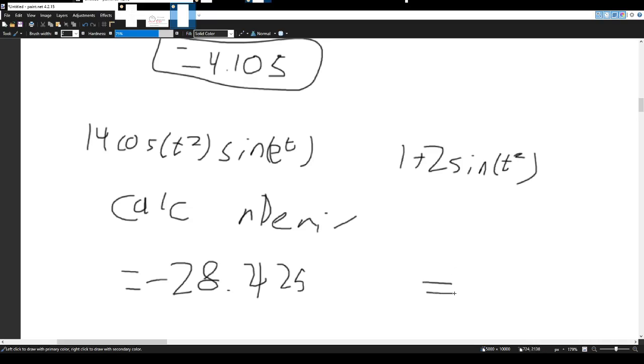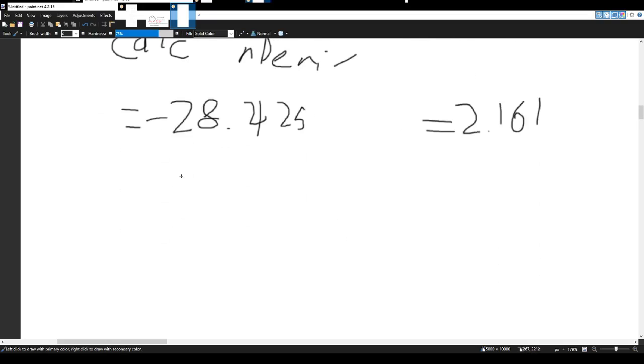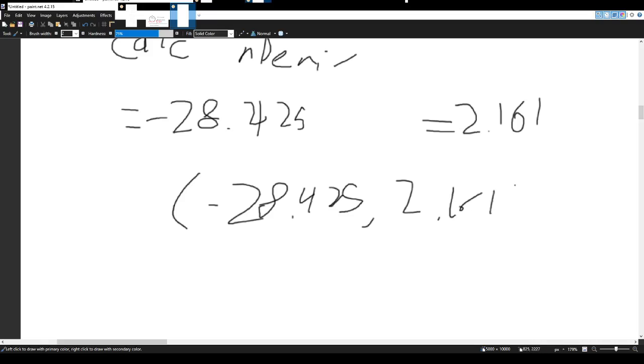And then let's try the same thing with this. Why waste time on a calculator test, right? Put in the function 1 plus 2 sine x squared, x equals 1. 2.161. Now, I didn't learn any fancy velocity or acceleration vector notation when I took physics, but I guess it exists. I'm just going to write it like this: negative 28.425, 2.161. I think they write it more like that, but I don't know. And yeah, that is the right answer.